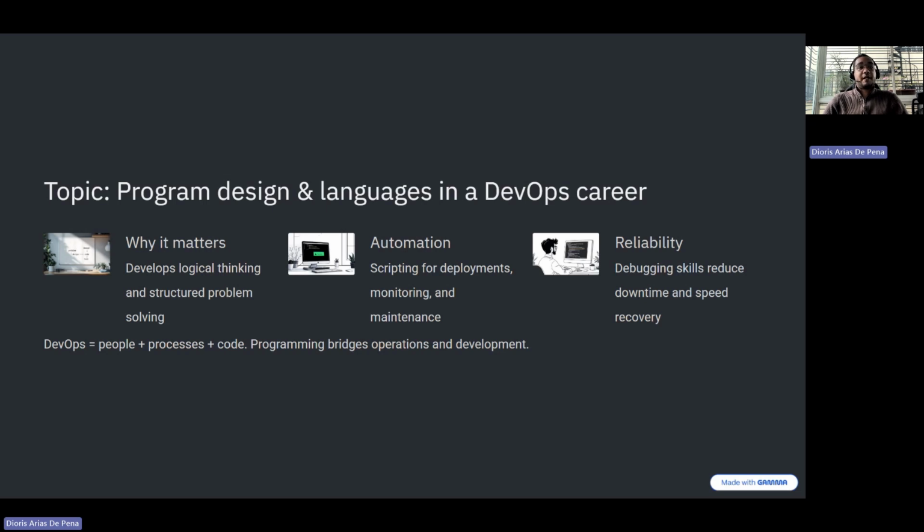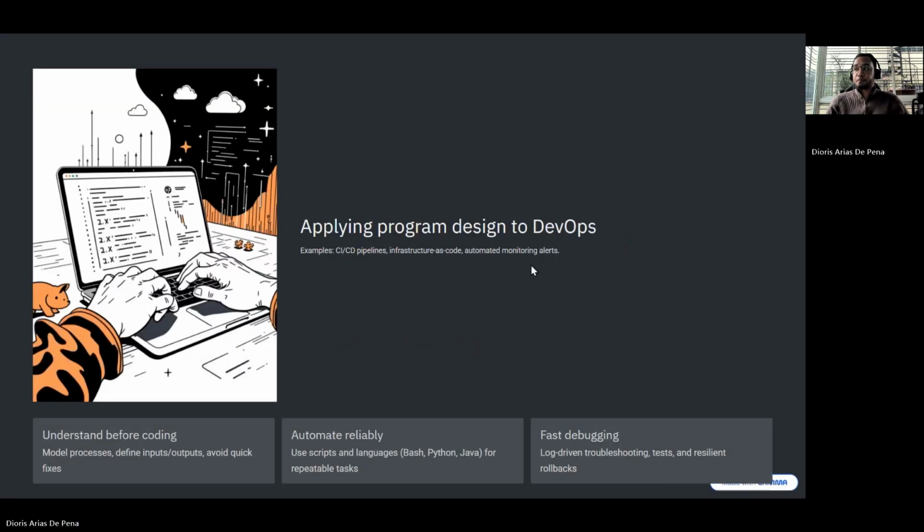Program design helps us understand that before writing code, we must first understand the problem. We need to think in an organized and logical way. Computer languages are also very important because they allow us to give instructions to machines and build useful solutions. So this module gives me a strong base for the kind of work I want to do in my career.